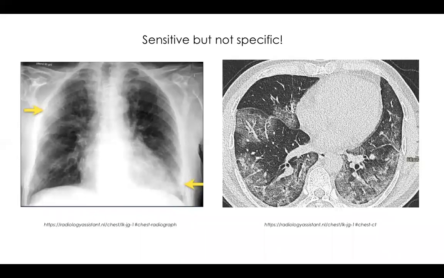A lot of viral pneumonias can present with bilateral infiltrates. A lot of fungal infections can cause ground glass opacification. There are drugs that can result in these findings due to pulmonary toxicity.